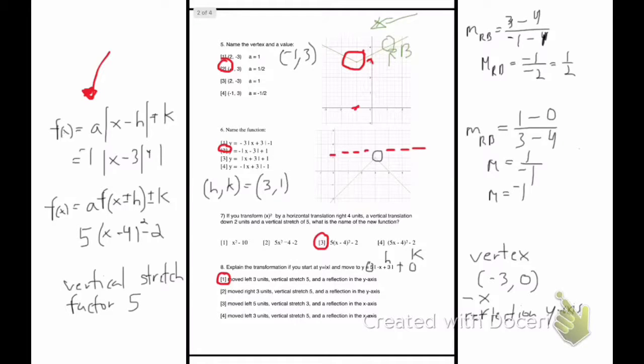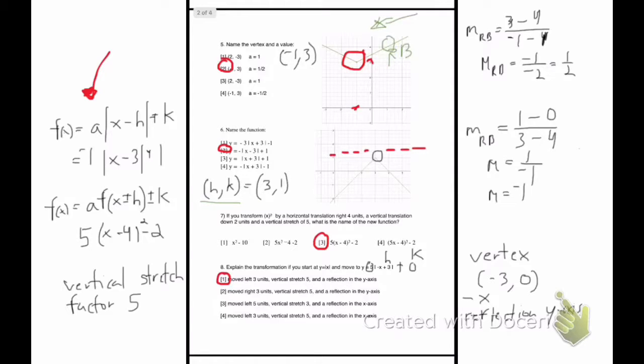Alright, looking at number 6, name the function. Well, again, this function is an absolute value x function, so the first thing that we need to do is find the vertex. We find the vertex to be 3, which is our x value, and 1, which is our y value, and we know that the vertex equals h and k. H is 3 and k is 1.